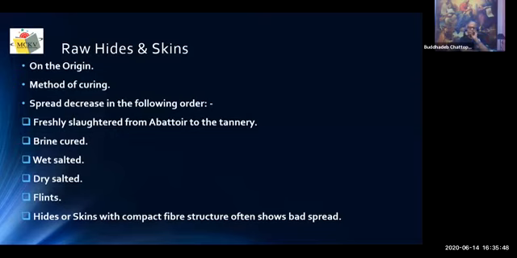The hides and skins with compact structure, like the imported hides from America or New Zealand, Australia, and some other parts, often do not show a very good spread. In terms of compactness of fiber and other things, they are very good, no doubt of it. But I'm talking in terms of spread only.